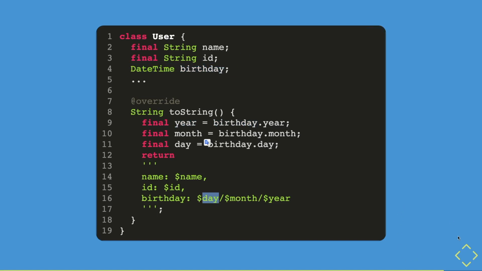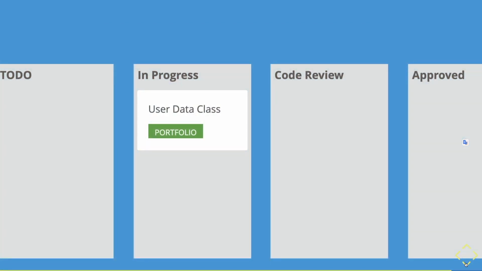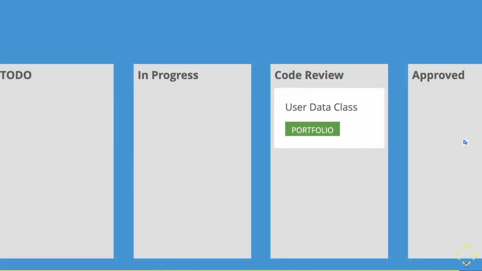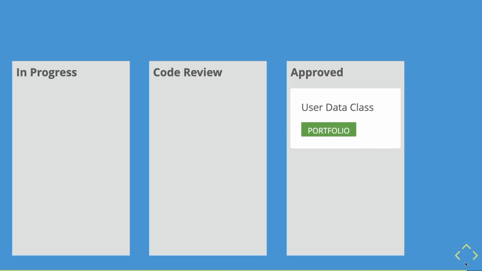Now you're confident that your task is done with the string interpolation and the toString override method, and you go back to the Kanban board. And finally, you can drag the task card to the code review and you wait for your senior developer. And then your senior developer moved it to the approved column.